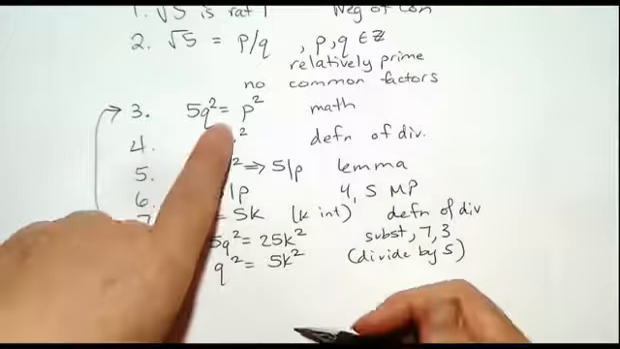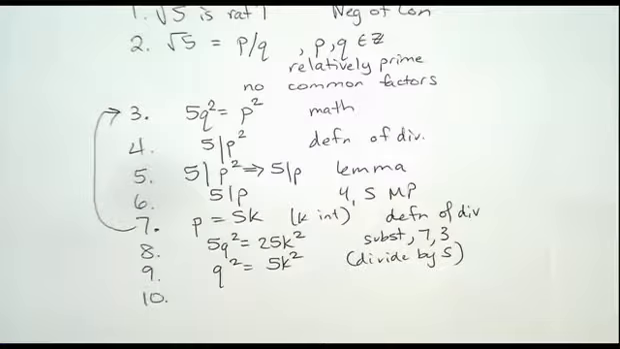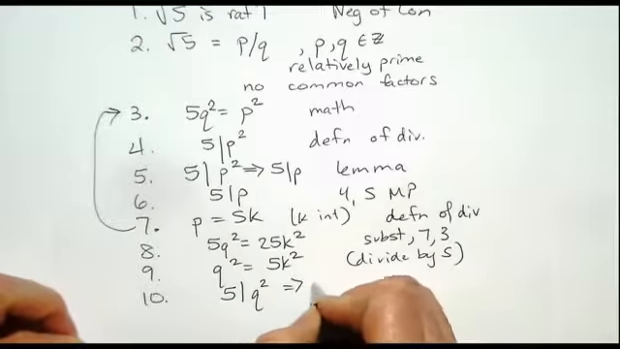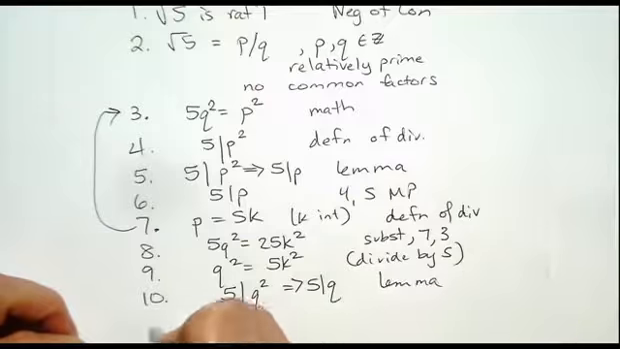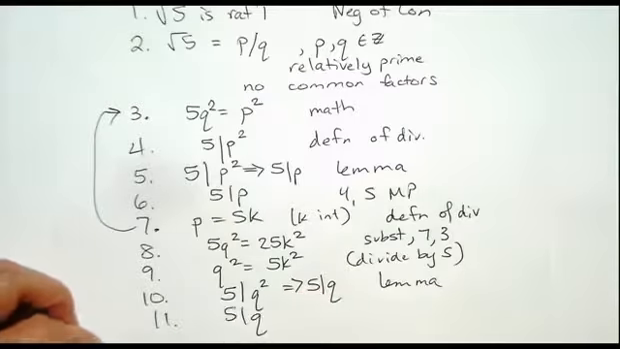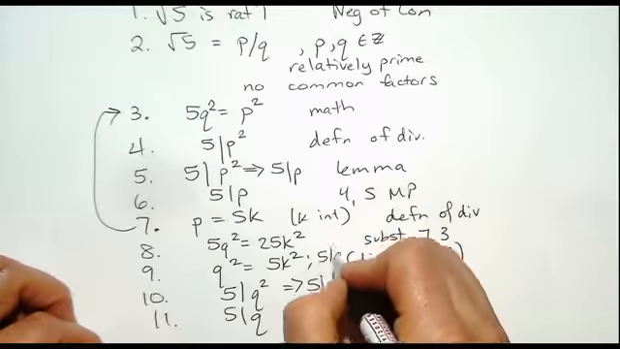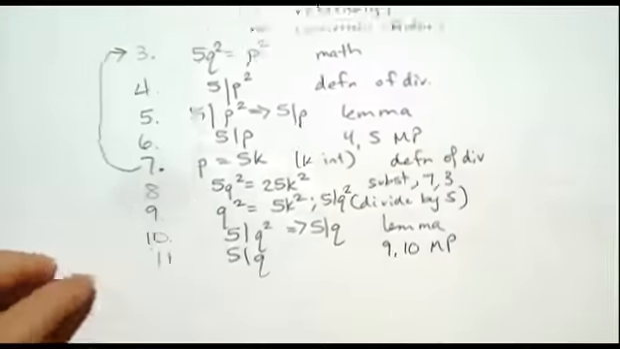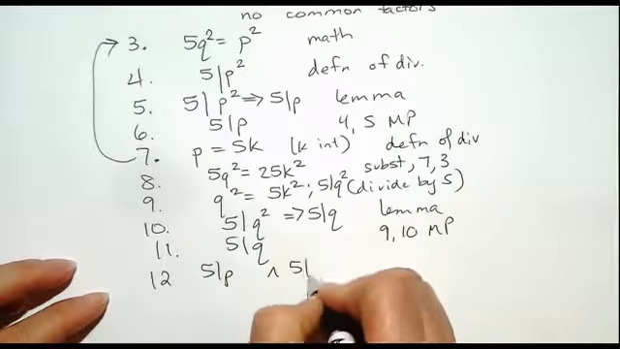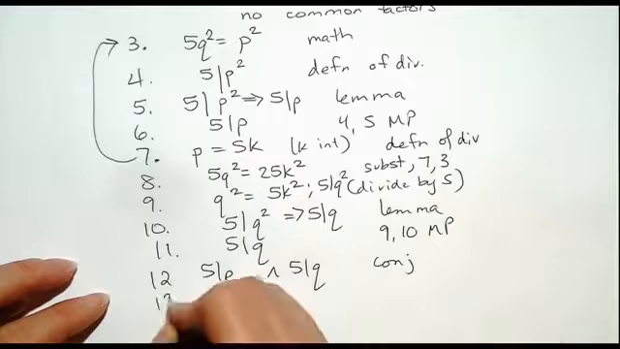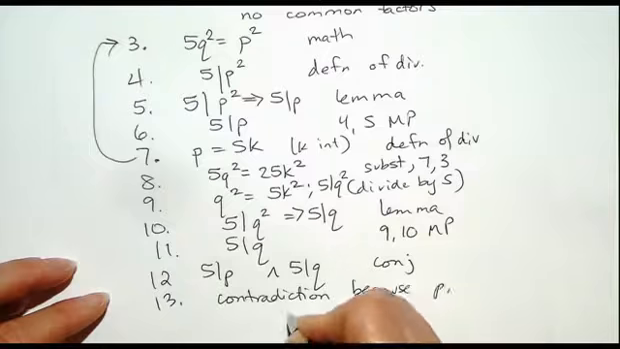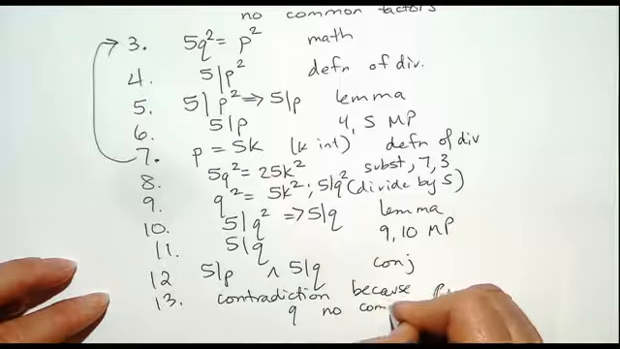But now I have an equation that looks a heck of a lot like equation 3, so therefore I can also, just from this, figure out that 5 divides Q, right? Because the same lemma that works for P will work for Q, because P and Q are just variables. Well, I forgot to write 5 divides Q squared. So I'm going to combine that line and 10 together with modus ponens to get 5 divides Q, but now I have that 5 divides P and 5 divides Q by conjunction, and that's a contradiction, because P and Q were not supposed to have common factors.